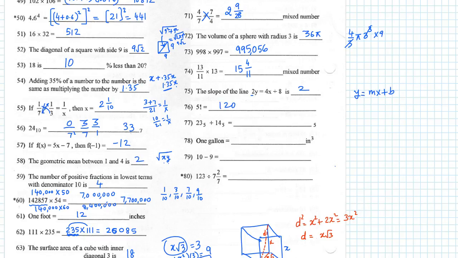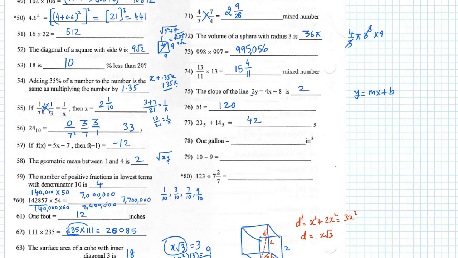Question 77. 23 base 5 plus 14 base 5, in base 5. So in base 10 this number is 13, and this number is 9. 13 plus 9 is 22 in base 10, and then there are 4 fives in 22, so the answer will be 42 base 5.